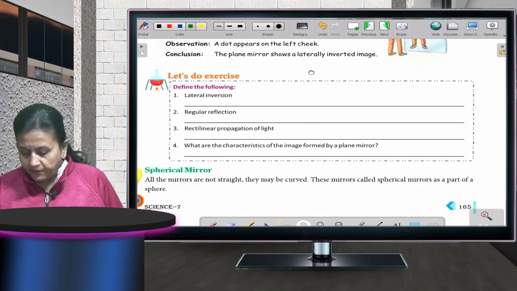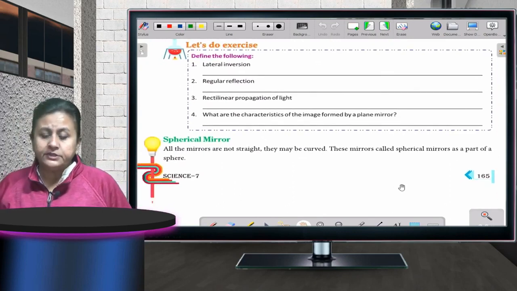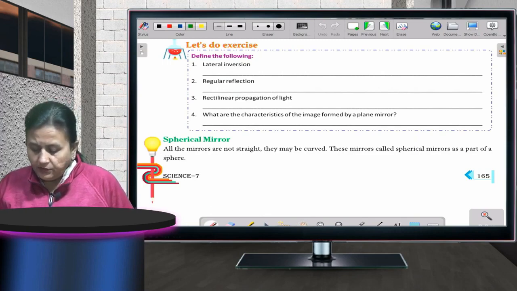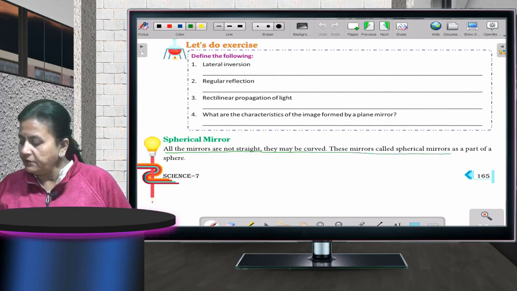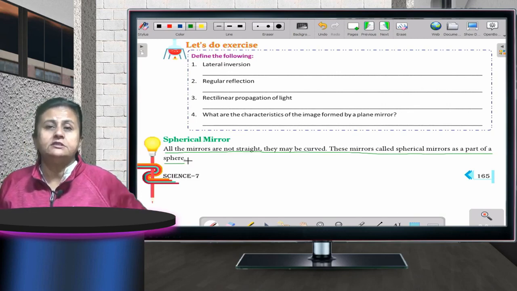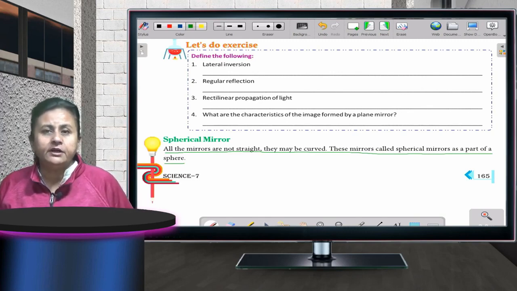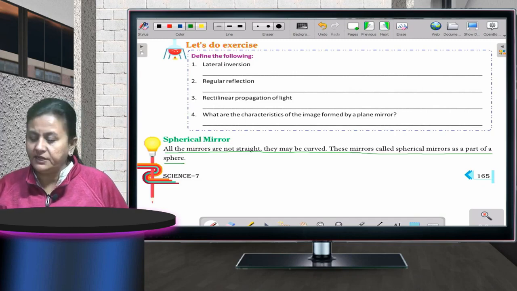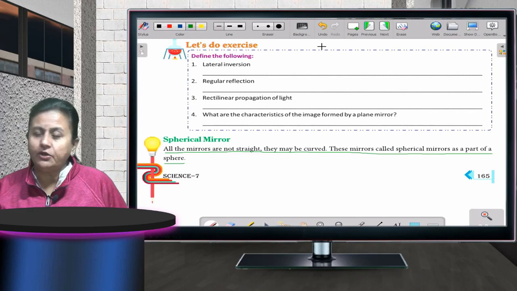Now, the new topic. So, my dear students, let me tell you about what spherical mirrors are. All the mirrors are not straight. They may be curved. These mirrors are called spherical mirrors as they are a part of a sphere. Children, there are three types of mirrors. First is the plane mirror, the one which we are using in our homes. The second one is concave and the third one is the convex mirror. You will be studying that in detail here and in your higher classes also.